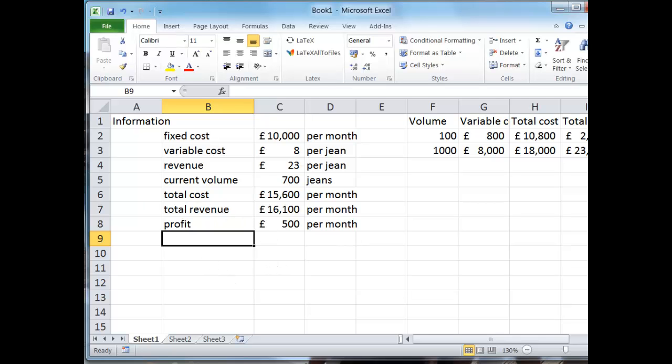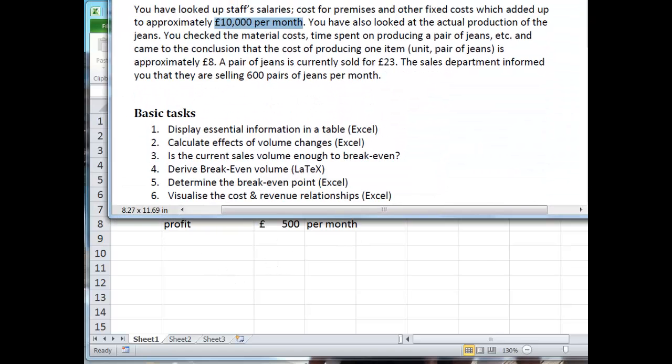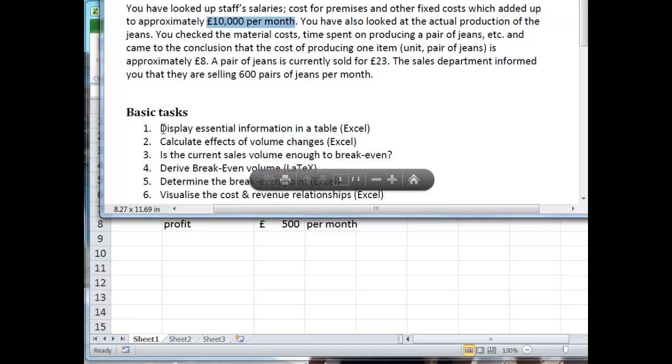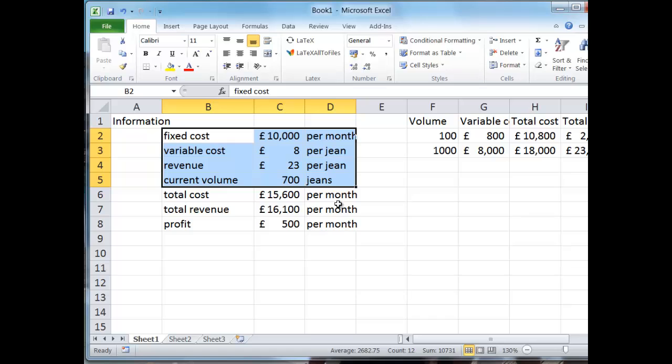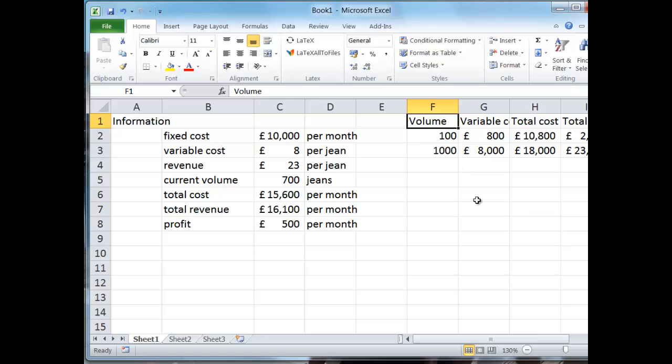Okay, let's just summarize. Did we achieve our basic tasks which we set out initially? Well, some of them we did achieve now. We displayed the essential information in a table. We played around with the volume. So this was our task 1. And we calculated the effects of the volume changes. So we did that here and here.